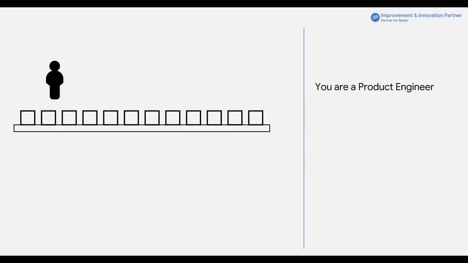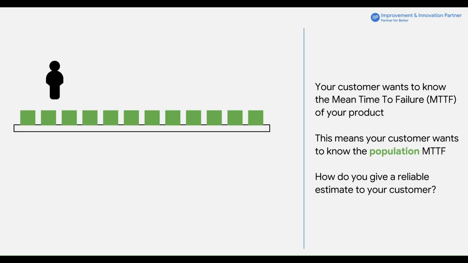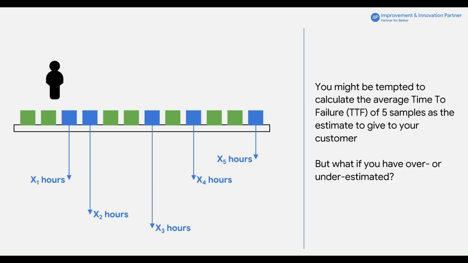So now, in this scenario, you are a product engineer and your customer wants to know the mean time to failure of your product. This means that your customer really wanted to know the population mean time to failure. How do you give a reliable estimate to your customer? Now, you might be tempted to calculate the average time to failure of 5 samples as the estimate to give to your customer. But what if you have over or underestimated?